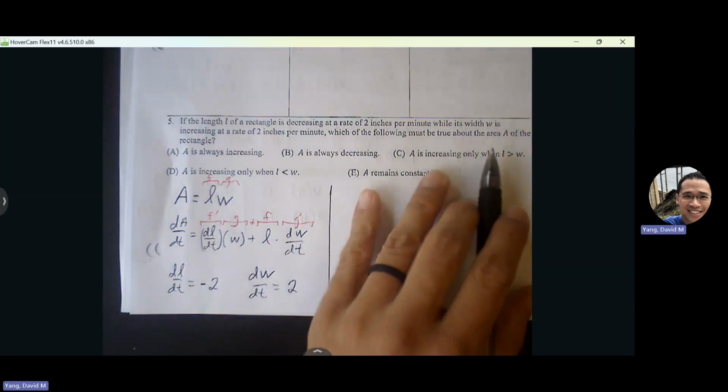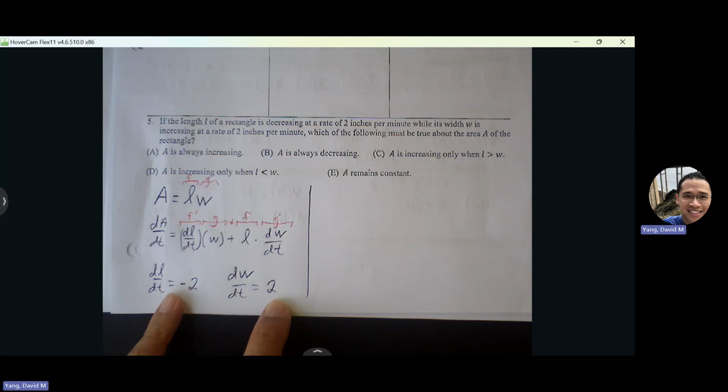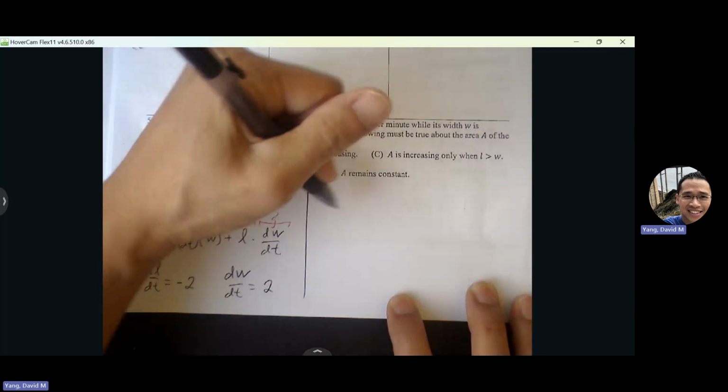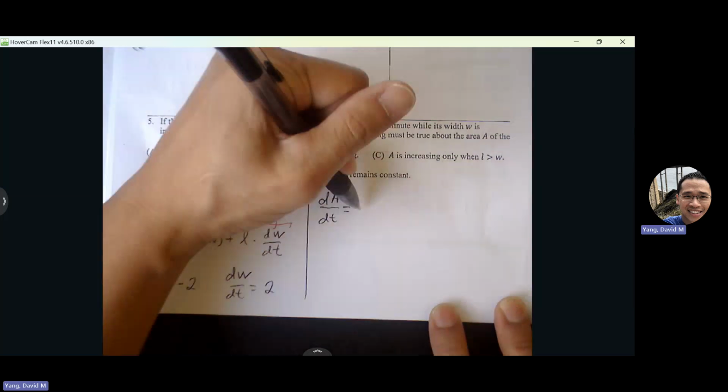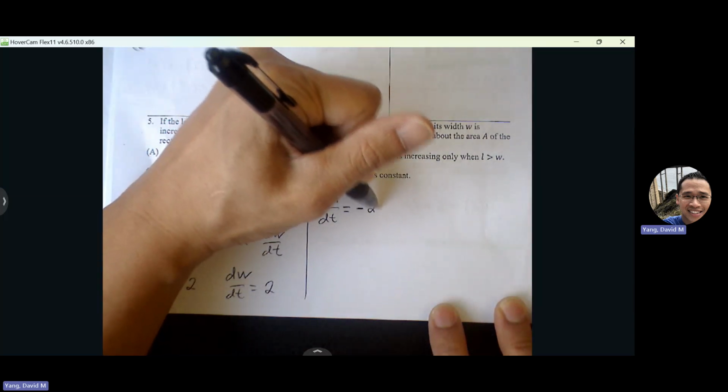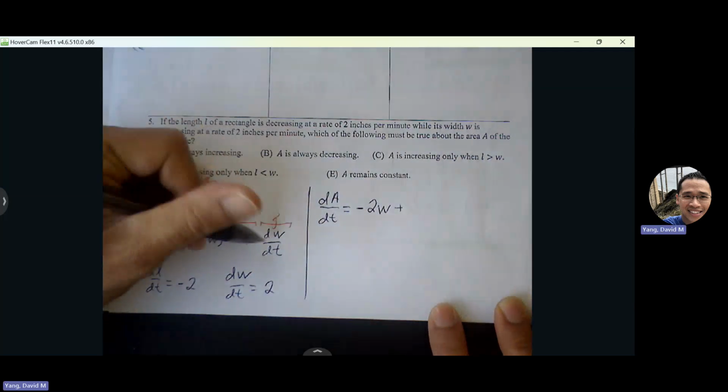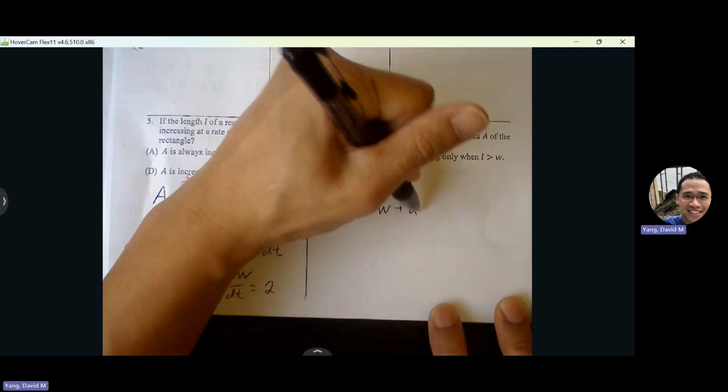Which of the following must be true about the area of the rectangle? So we're going to plug this into our variables and then just see what we have and see if we can just logically decide which answer could be true. So replacing dL/dt with -2, I get -2W plus 2L.